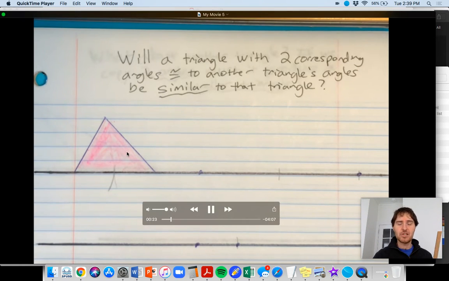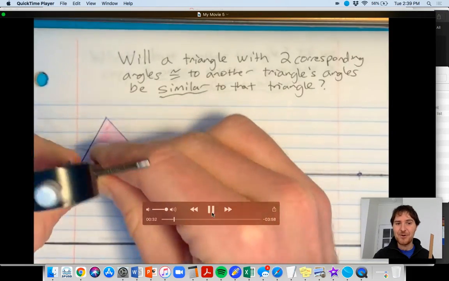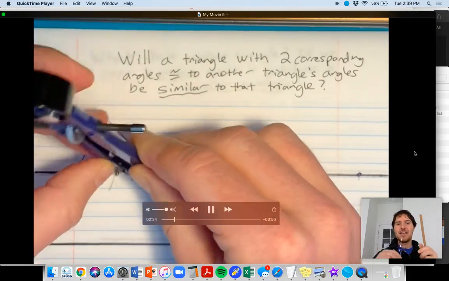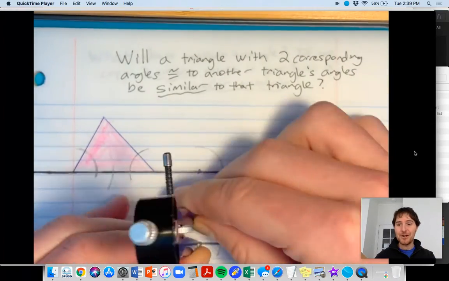I got this triangle right here. Check it out, this pink triangle. If I copy two angles of this triangle, I'm going to copy this angle here and this angle here. And here you see me getting going right away. I might pause this for a second. I'll let it fly.